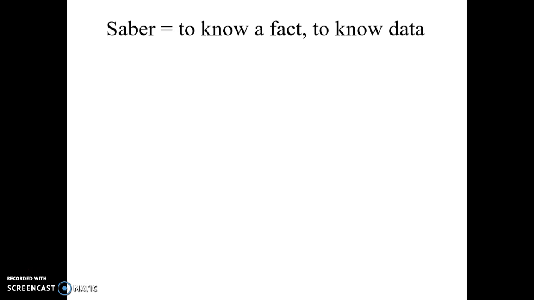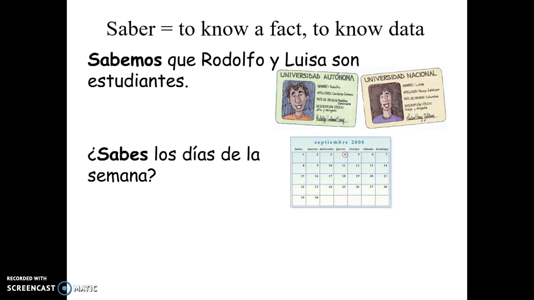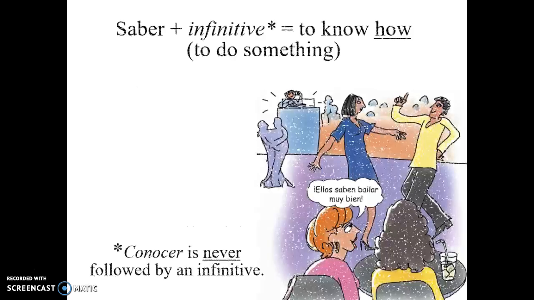So if you remember from the chart that I just showed you, saber we use to refer to knowing a fact or to know data, right? So look at the following sentence. Sabemos que Rodolfo y Luisa son estudiantes. We know that Rodolfo and Louise are students. That's just a fact. We know that. Okay? Look at this one. ¿Sabes los días de la semana? Do you know the days of the week? Again, I'm asking a question in order to know data, right? Yo sé el número de teléfono de Consuelo. So I know the telephone number of Consuelo. So again, all three of these statements or questions refer to knowing a fact or knowing data.